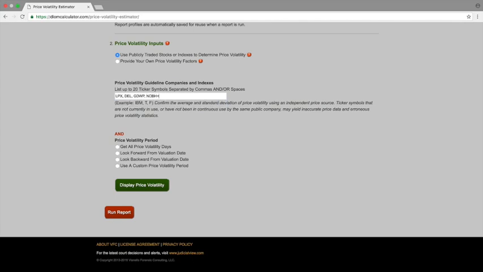Nobility Homes Incorporated, ticker symbol NOBH. NOBH is classified in SIC code 2451, which is mobile homes manufacturing. ModTech Holdings Incorporated, ticker symbol MODTQ. MODTQ is classified in SIC code 2452, which is prefabricated wood buildings and components.